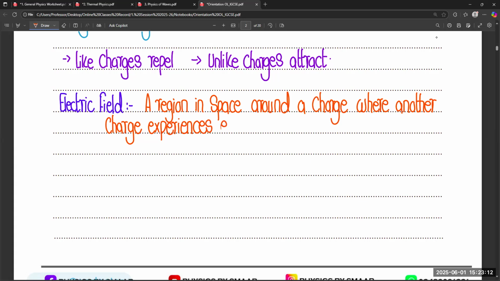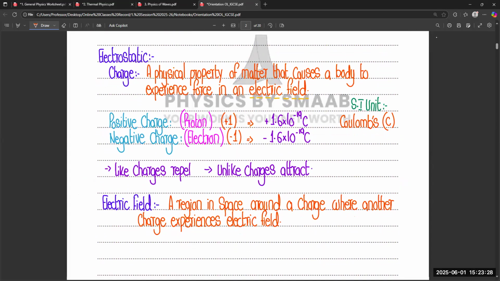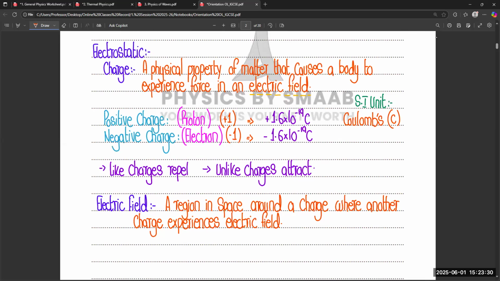electric field. Sorry, 1 minute. Can you please scroll up? Repeat this concept of electric field. No, just scroll up once. Okay. Okay, thank you. So, right.